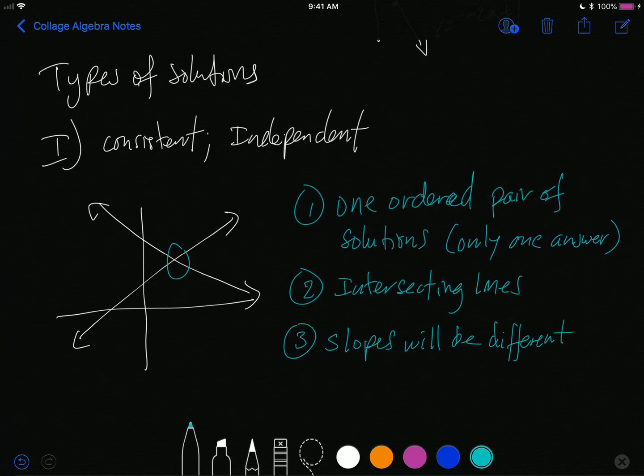And then the third thing right here is that the two lines must have different slopes. Look at the two examples we've done before. This line clearly has a positive slope, while this line down here has a negative slope. The slopes will be different. That's the first kind of solution that we get.